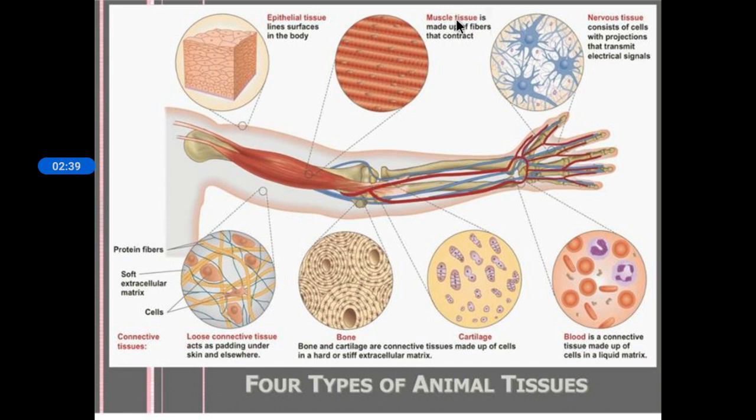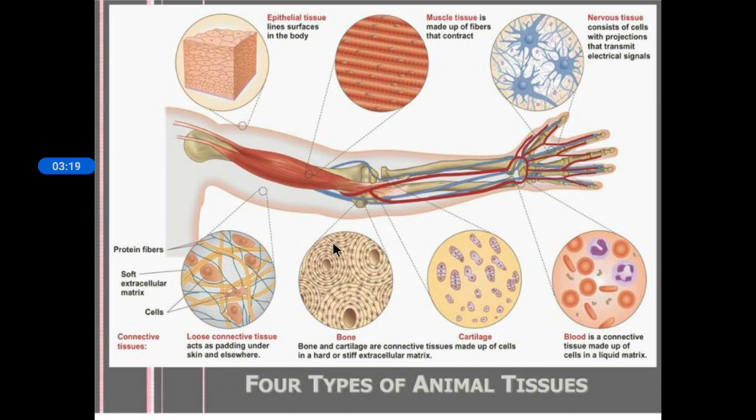Then the muscular tissue or muscle tissue, then nervous tissue, which consists of cells with projections that transmit electrical signals or messages. Then these 4 are the connective tissue, which connects throughout the body. First is the loose connective tissue, then the bone and the cartilage. Bone and cartilage are connective tissue made up of cells in a hard or stiff extracellular matrix. So what is the matrix in the case of bone and cartilage? It is a hard matrix, made of calcium and phosphorus.